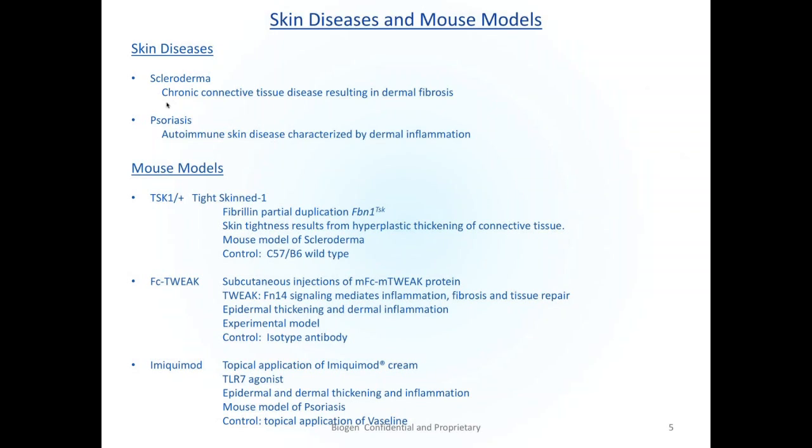The second model I'm going to tell you about I'll be referring to as the tweak model. So tweak is a soluble cytokine. It's a ligand for the receptor FN14. The activation of this pathway triggers an inflammatory cascade, and it's known to result in inflammation, fibrosis, as well as tissue repair. So this is very much an experimental model.